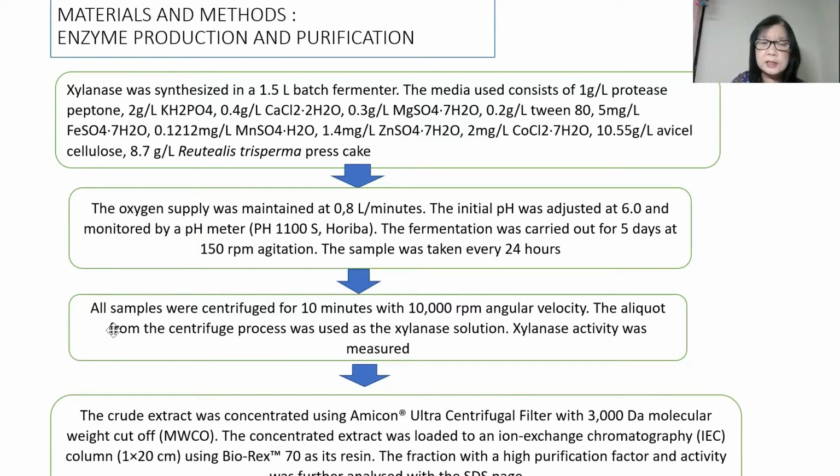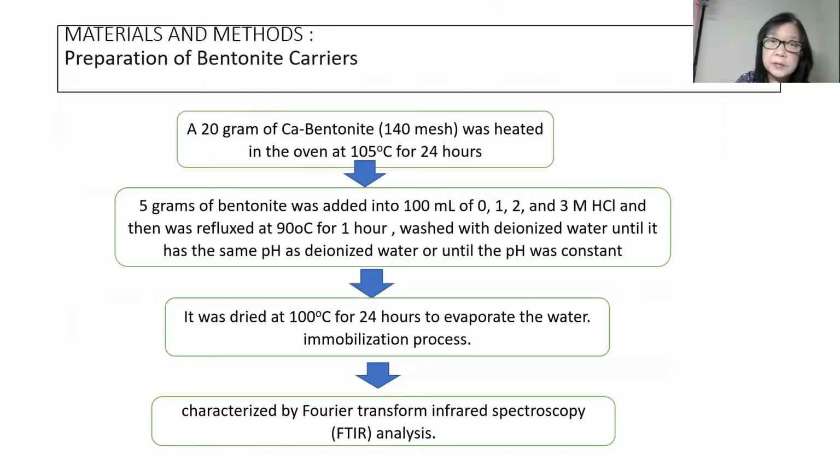We need to concentrate the crude extract using Amicon ultrafiltration. Then after we concentrate, we try to purify using ion exchange chromatography with the Biorex resin, and then we can get the fraction. The fraction produced from the IEC is the purified Xylanase.